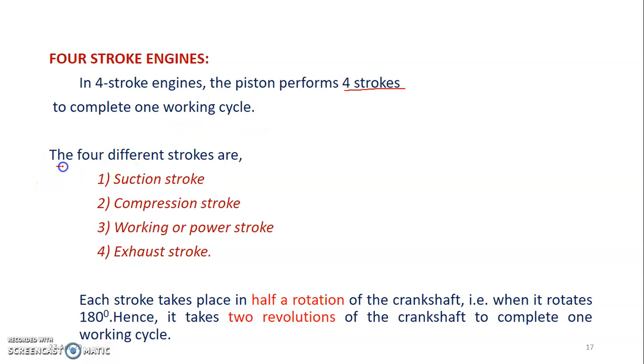Here we can observe the four different strokes. The first is called the suction stroke, the second is the compression stroke, the third is the working or power stroke, and the fourth is the exhaust stroke. Each stroke takes place in half a rotation of the crankshaft, that is, when it rotates 180 degrees. Hence it takes two revolutions of the crankshaft to complete one working cycle.